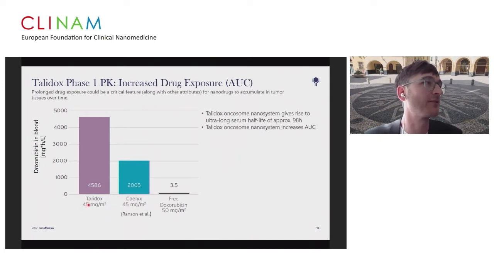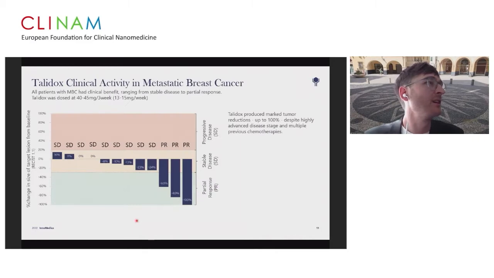We took here the 45 milligram comparison dose from the phase 1 study by Ranson and colleagues. Efficacy-wise, I think from all the cancers we treated in this study, breast cancer was the one that responded the best to it. But there are also other cancers that are interesting, but I'm showing here breast cancer patients that pretty much all of them had stable disease, and 3 of them fortunately had a partial response with complete elimination of target lesions in 1 patient.